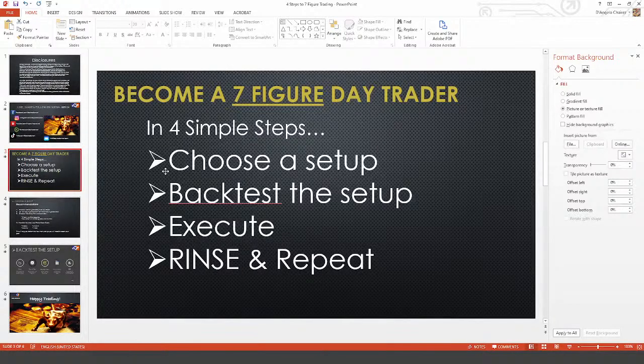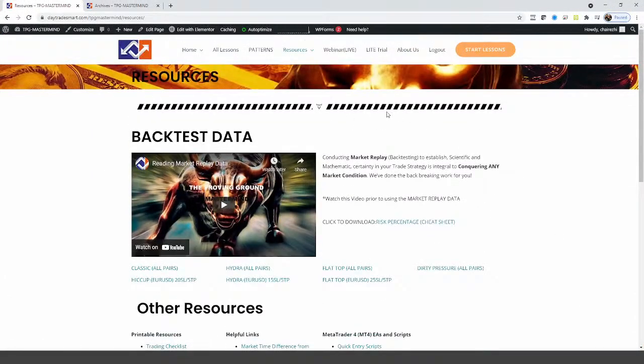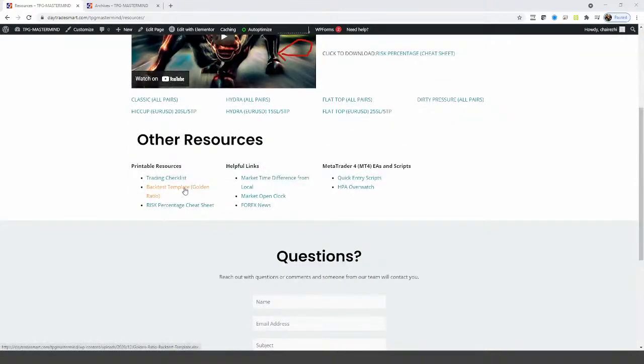Do 20 examples. Go to the website, which you have access to. If you are here, you have access to this. You have paid for it. It's bought and paid for. Go to the site today. Today. Have an intention. Make a goal. Go to resources. Download the trading checklist, backtest template, golden ratio. Download it. Figure out, do I have Excel or do I need to use a Google sheet, right?